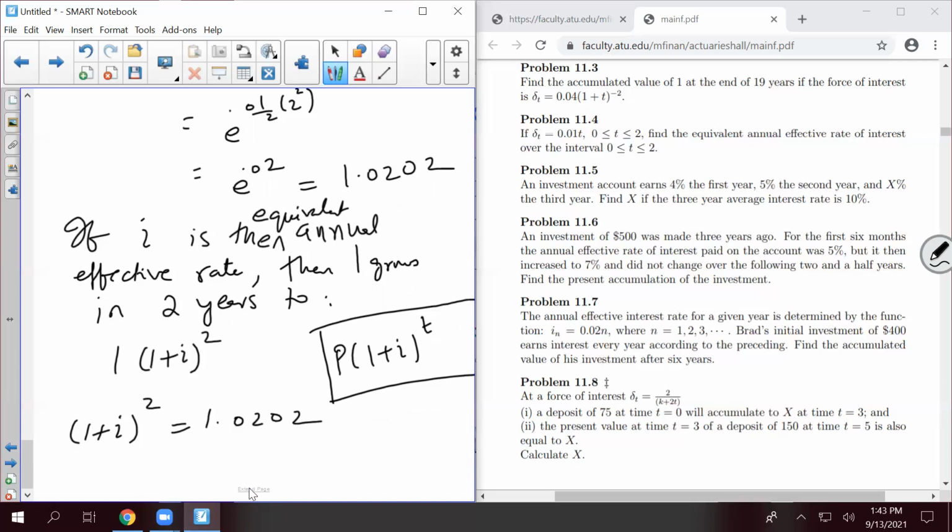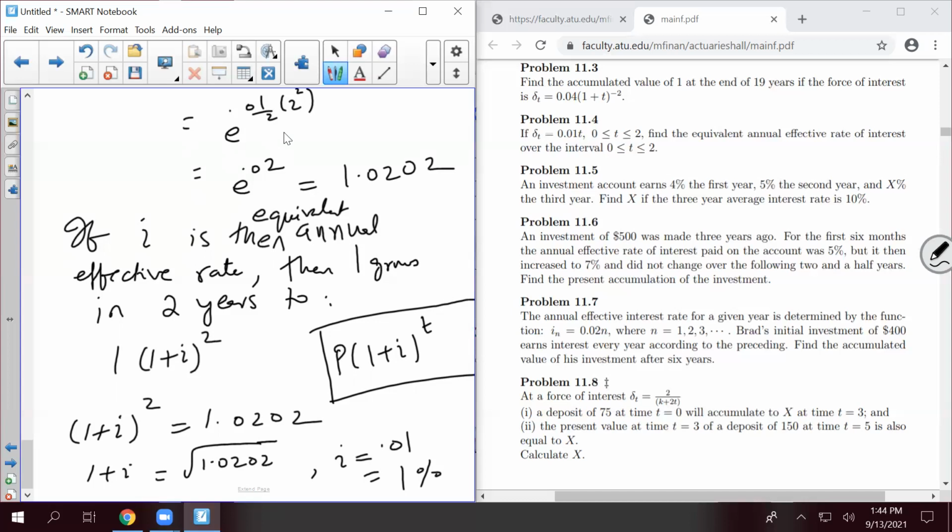So take the square root, then subtract 1. So what do we get? 0.01. So 1%. So this force of interest is equal to an interest rate of 1%. Really? Is that the answer? Okay.